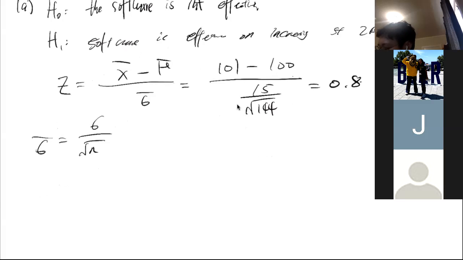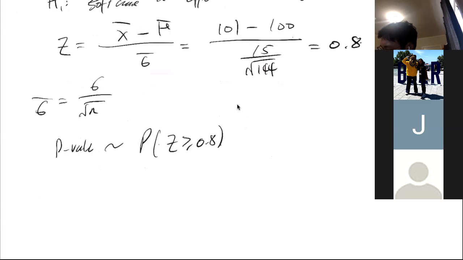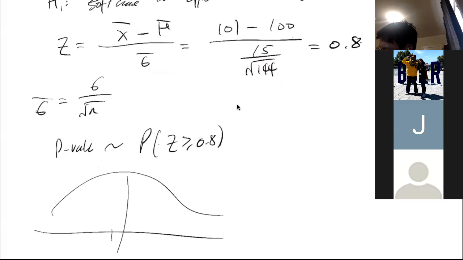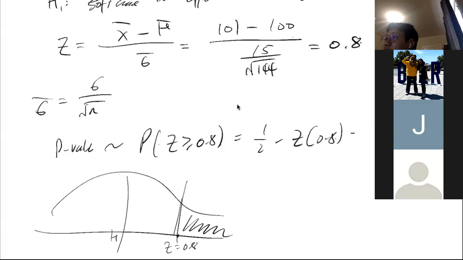So essentially, we are finding the probability. So we are finding the p-value, and the p-value corresponds to the probability of z greater or equal to 0.8. So on the graph, it means this is our mean. This is the score of 0.8, and we are finding this area as our p-value. So that's equal to half minus the z-score of 0.8, which is 0.2119.